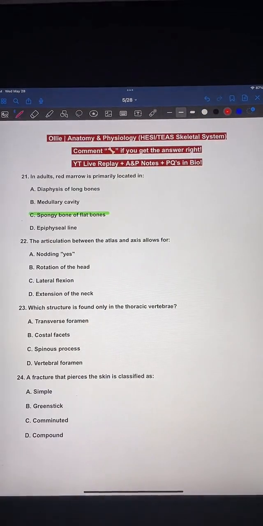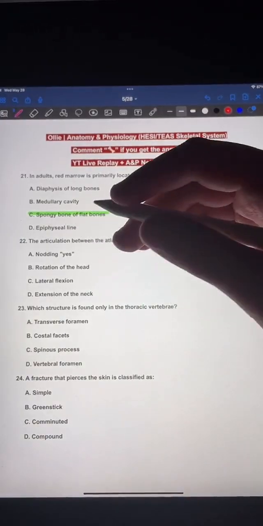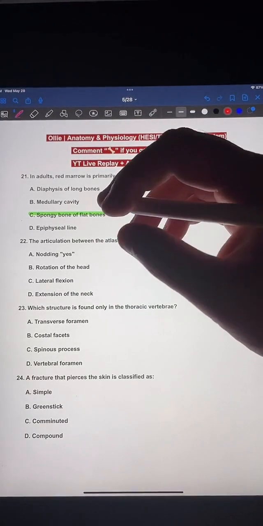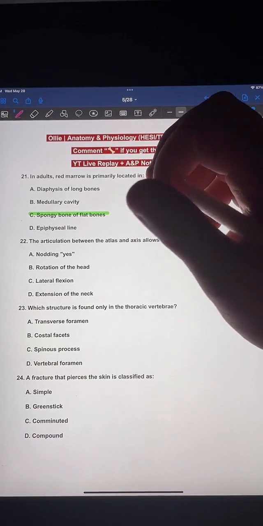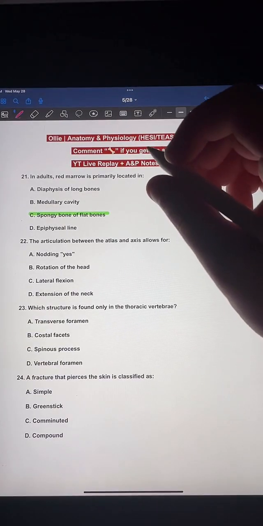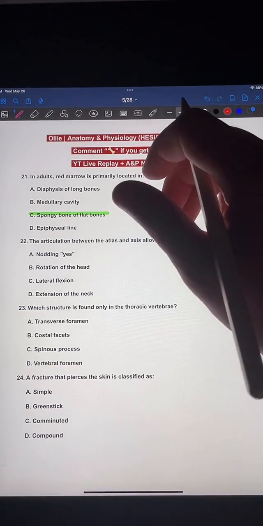The answer is C. It is the spongy bone of flat bones. So in adults, red marrow, which is responsible for hematopoiesis, giving us our red blood cells, and blood cells in general. With erythropoiesis, it's for red blood cells. But this is mainly in the spongy bone of flat bones like the sternum, the ribs, the pelvis, the vertebrae as well.